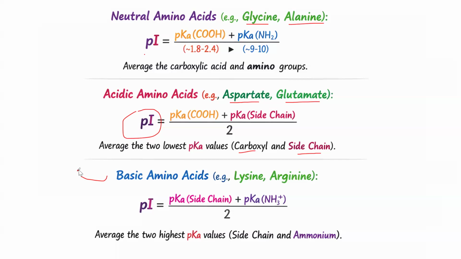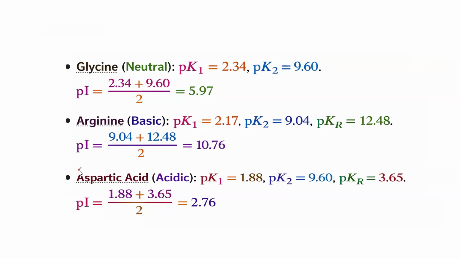So now let's look at some examples here. This is glycine, and of course you know glycine is an example of a neutral amino acid. As you can see, we have pK1, which is 2.34, and then pK2, which is 9.60. So to calculate the pI here, you take 2.34, add it to 9.60, and divide by 2. That will give you the isoelectric point of glycine.